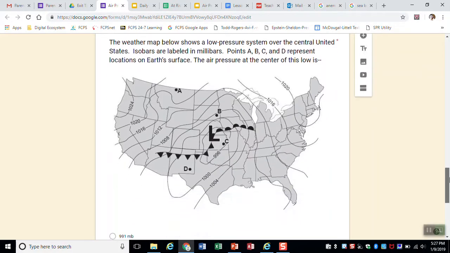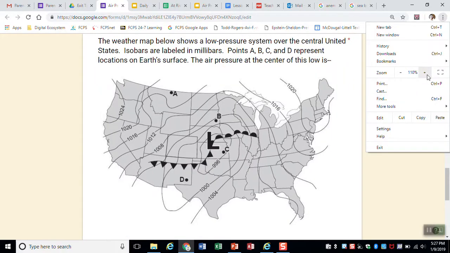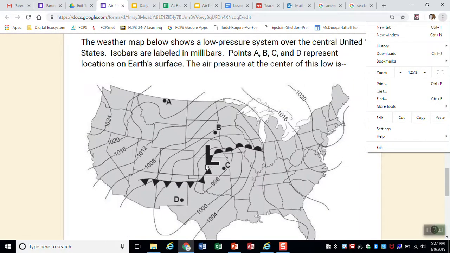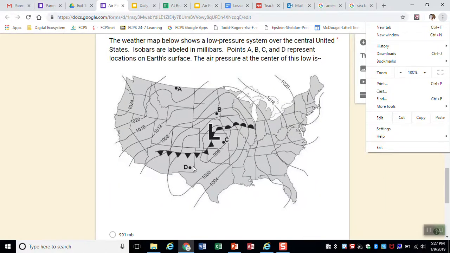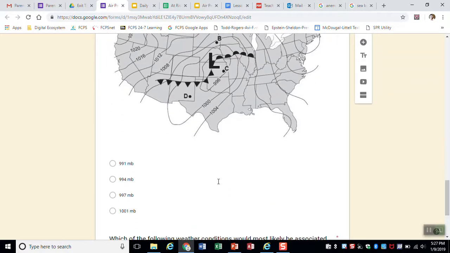This question asks, what is the air pressure at the center of this low? Well, the low is right here where the big L is, and you can see you have this isobar line right here that is 996. The next one out is 1,000. So you know that inside of the circle, the numbers are going to be lower. So inside the 996, the numbers will be lower. But they can't be lower than 992, otherwise there would be another line in here. So the only possible answer for this would be 994.